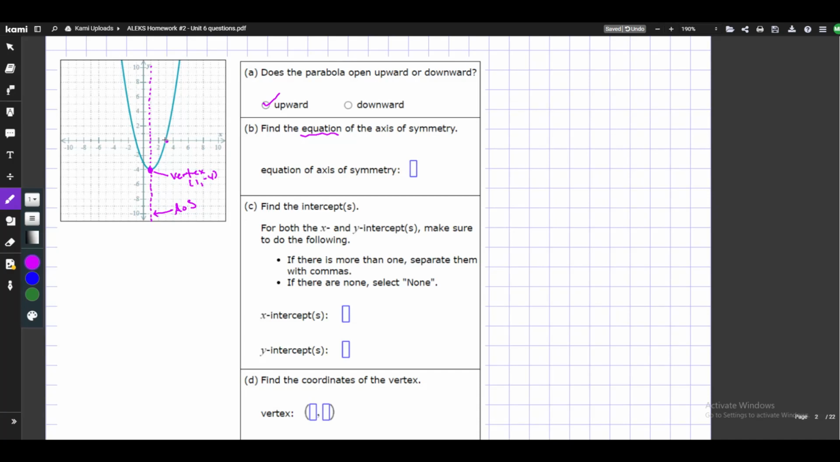This point right here and this point right here are our x-intercepts. This is my other x-intercept. So intercept just means it's crossing, and it's crossing the x-axis. And this point right here is my y-intercept. There's always going to be just one y-intercept.